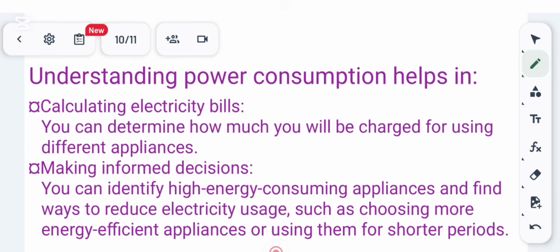So understanding power consumption helps us in calculating electricity bills. You can determine how much you will be charged for using different appliances. And it also helps us in making informed decisions. You can identify high energy consuming appliances and find ways to reduce electricity usage, such as choosing more energy efficient appliances or using them for a shorter period of time.